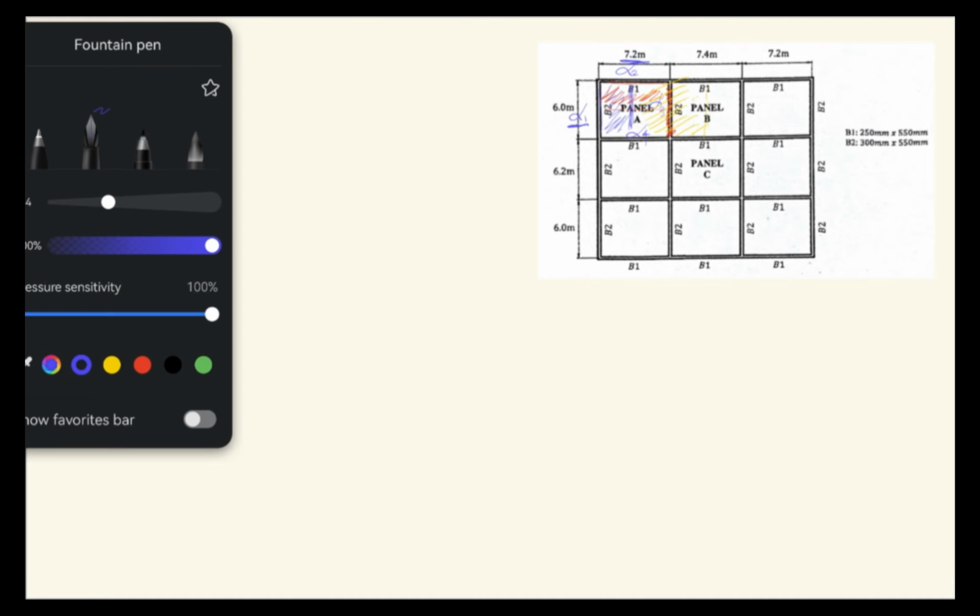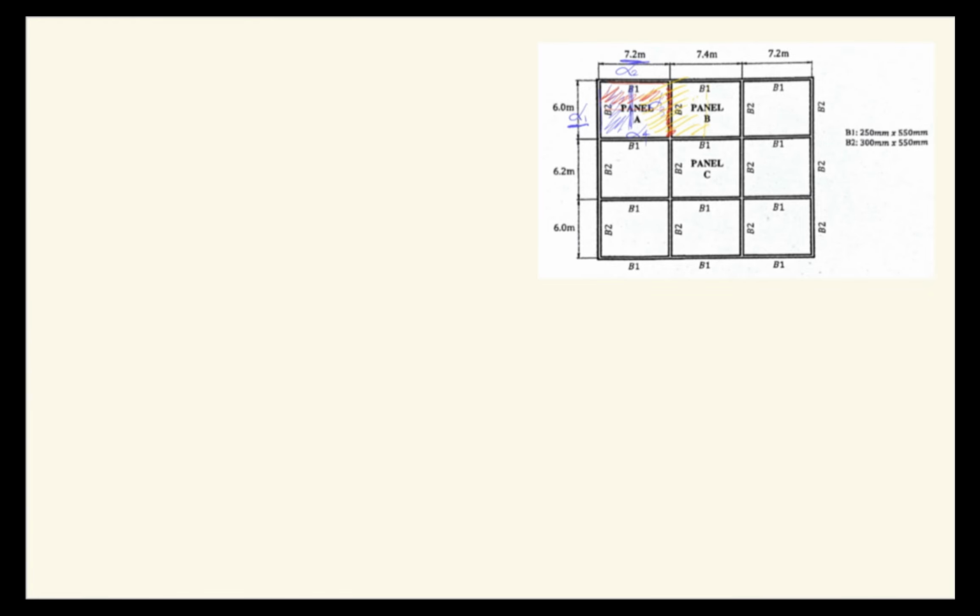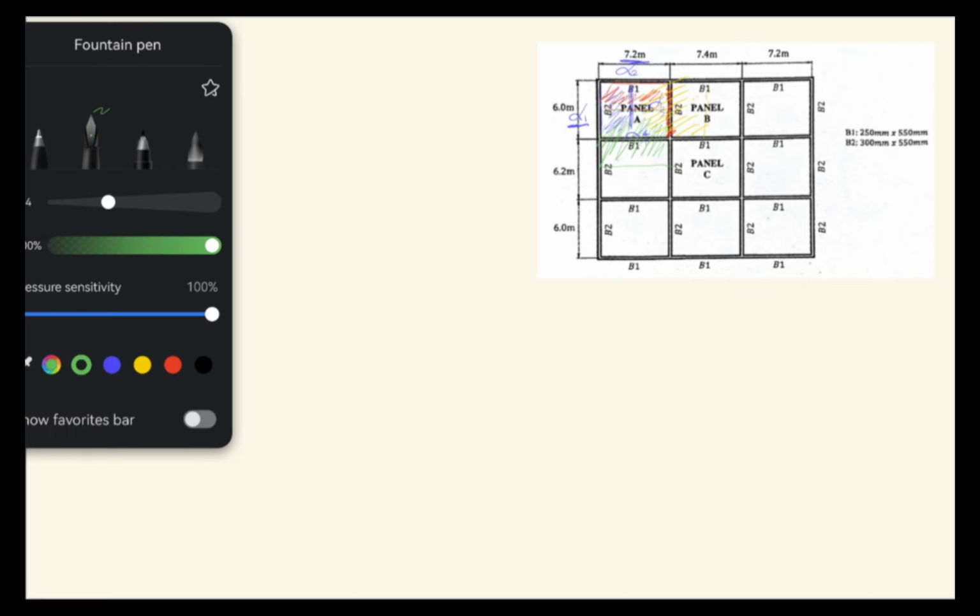Okay, now for determining the value of alpha 4, we then have to consider this portion of the slab. With that, we'll have this cross section of beam and slab.